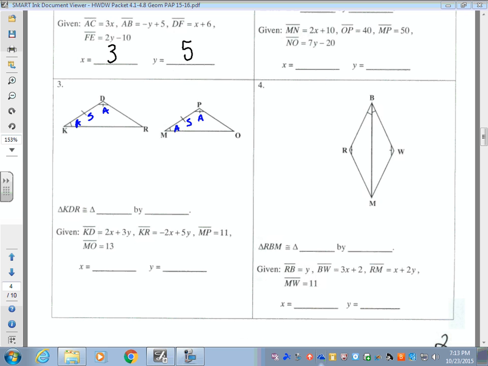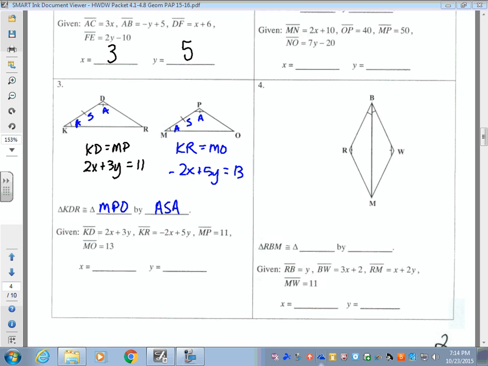And so now I can complete my congruency statement. KDR is going to be congruent to MPO, and I'm hoping you see that was by angle side angle. So now I can see which parts are going to be congruent. KD, what they have here, is equal to MP. So I know that KD is equal to MP. So I have basically 2x plus 3y is equal to 11. And I also have KR. KR is going to be congruent to MO. So KR is the negative 2x plus 5y is equal to 13.